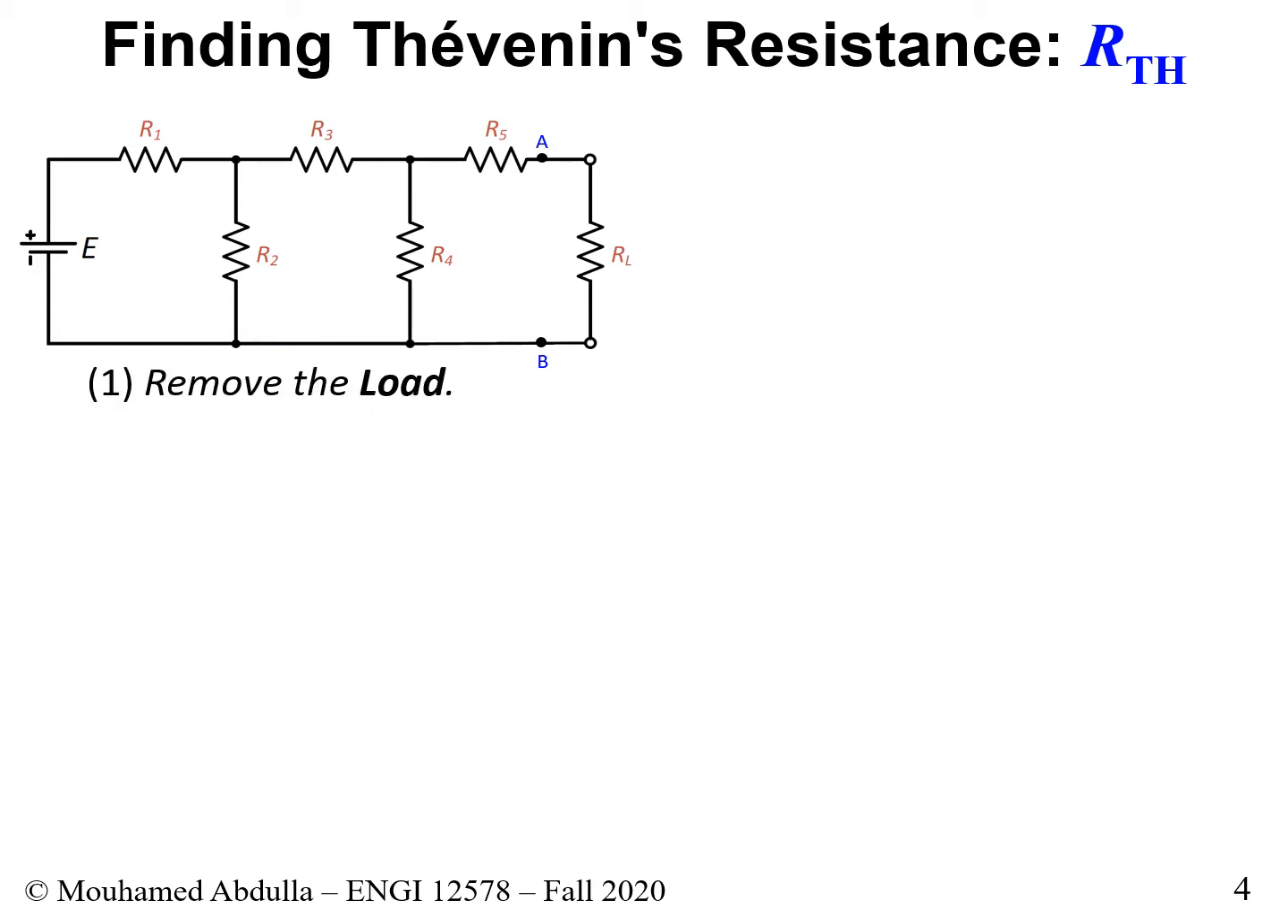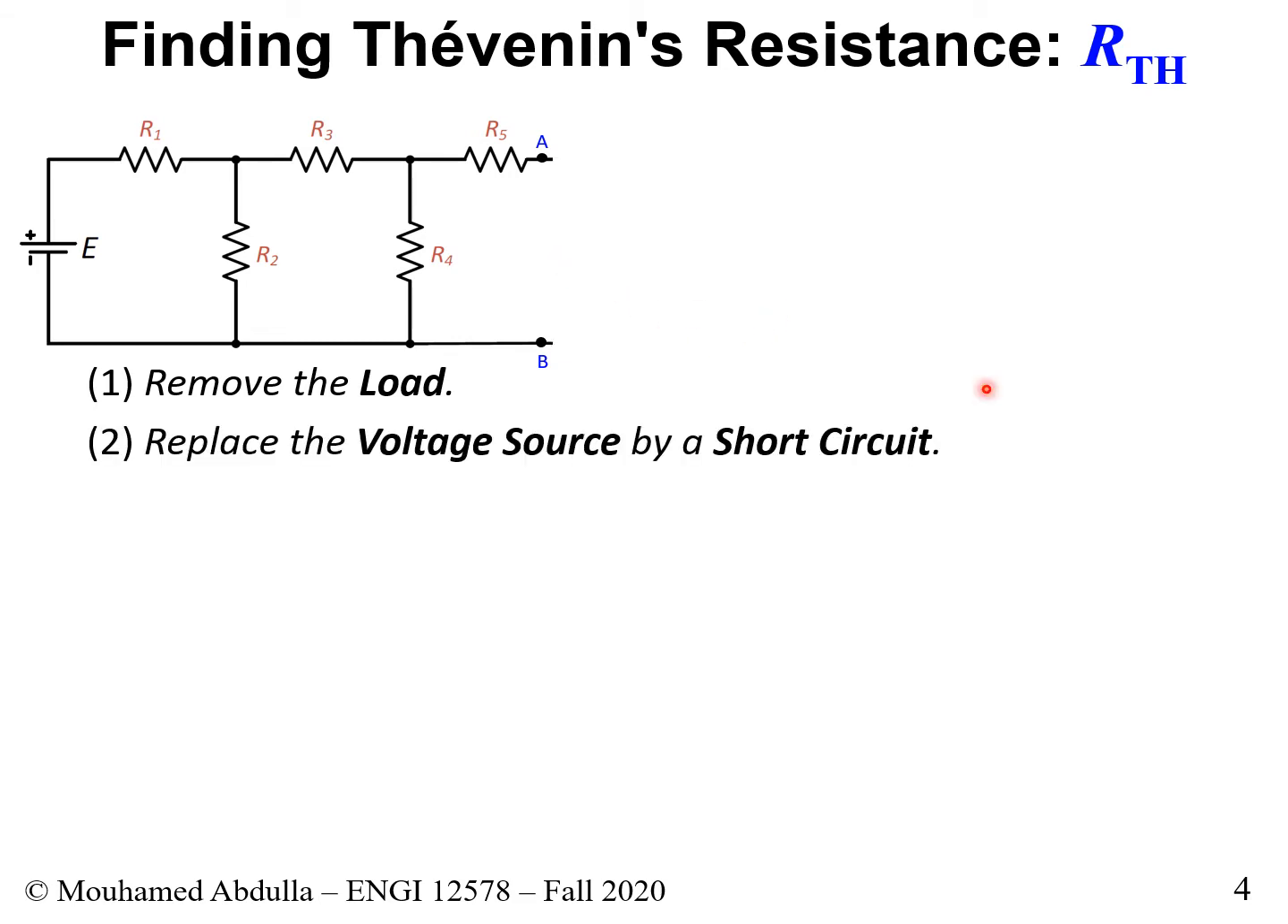So step number one, we remove the load. This load, we simply remove it, we get rid of it. Step number two, we replace the voltage source by a short circuit. If on the other hand we had a current source in here, we then replace it by an open circuit. At any rate, this is what we have. We have a voltage source, so we replace it by a short circuit. This basically just becomes a wire instead of the source here.